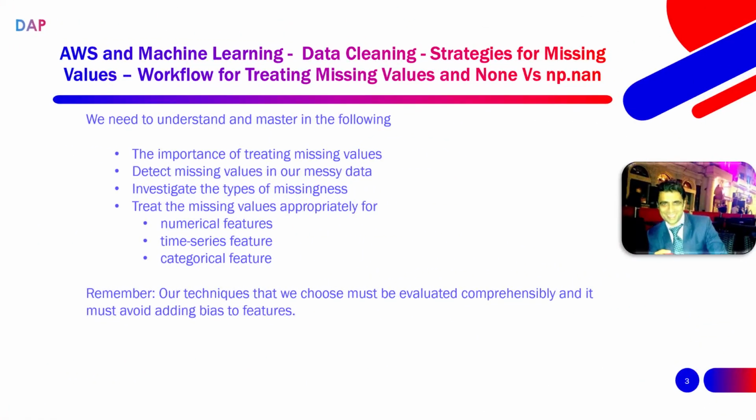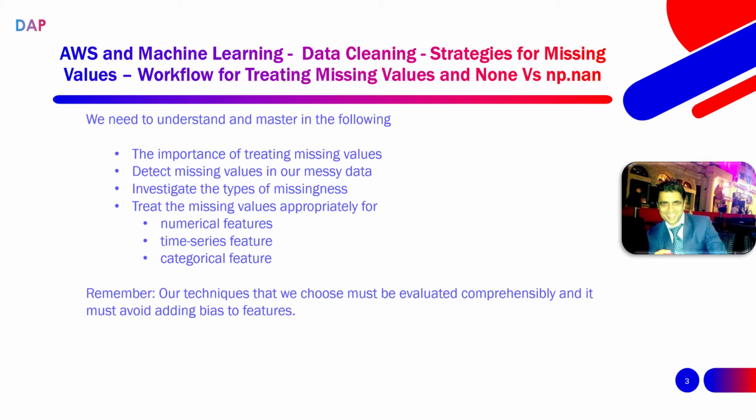Now we need to understand and master the importance of treating missing values. I have been stressing it again and again, and here I'm stressing it again. Detecting missing values in our messy data is really important. Before you can think of strategies, first you detect, and then investigate the type of missingness. Treat the missing values appropriately, whether you have numerical features, time series features, or categorical features.